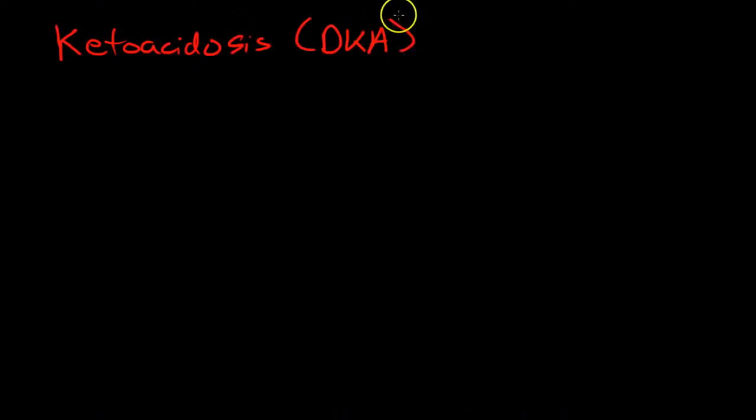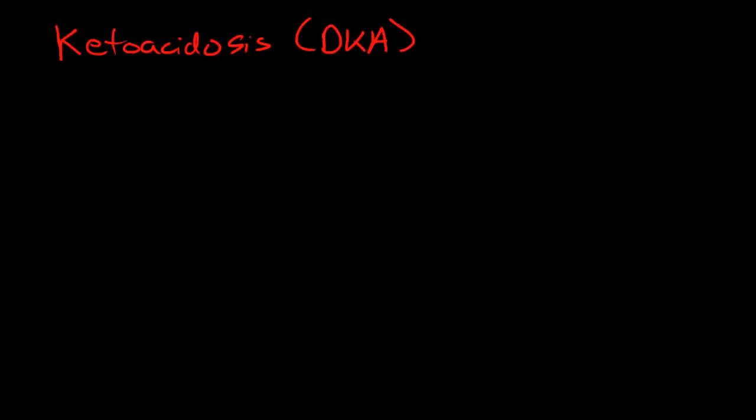Okay, so what are the complications that can be caused by diabetes? Well, with type 1 diabetics, one of the acute complications that we worry about is diabetic ketoacidosis, or DKA. Now, this is an acute problem that is caused by patients that do not have the insulin that they need to get their cells the glucose that they need to survive.